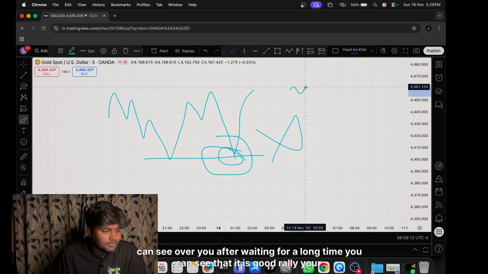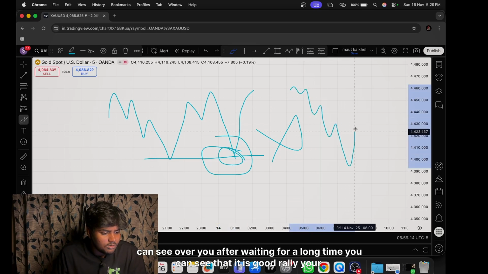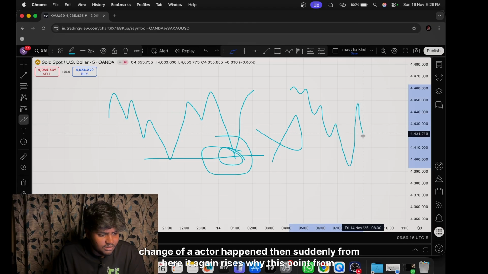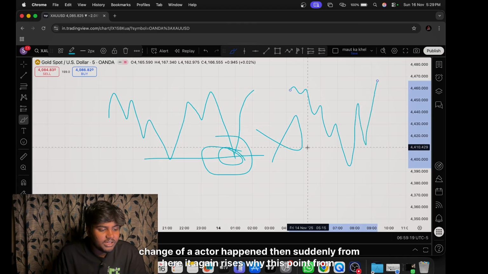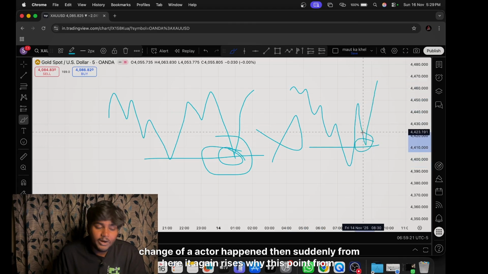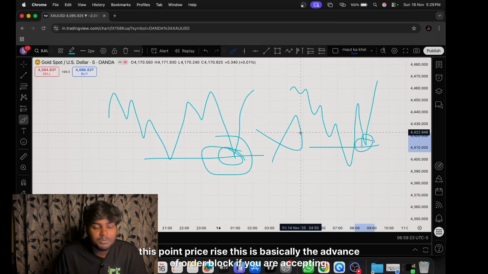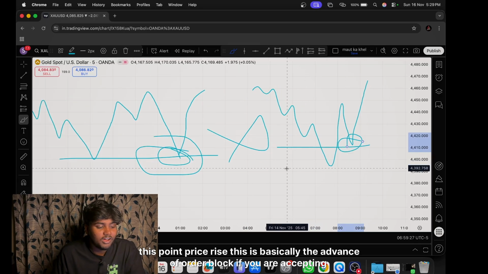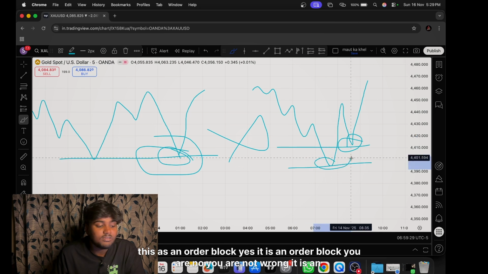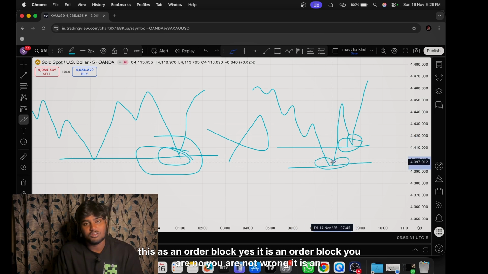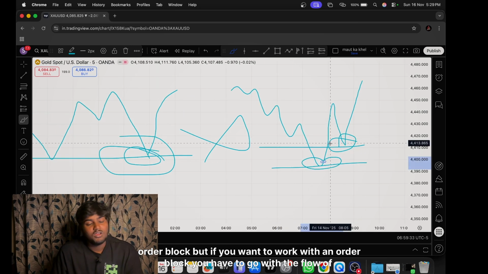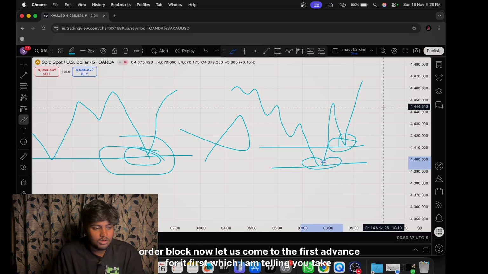You can see over here, after waiting for a long time, it is a good rally, a change of character happens, then suddenly from here it rises again. Why this point? From this point the price rises. This is basically the advance of order block. If you are accepting this as an order block, yes, it's an order block. You're not wrong. But if you want to work with an order block, you have to go with the flow of order block. Now let's come to the first advanced part.